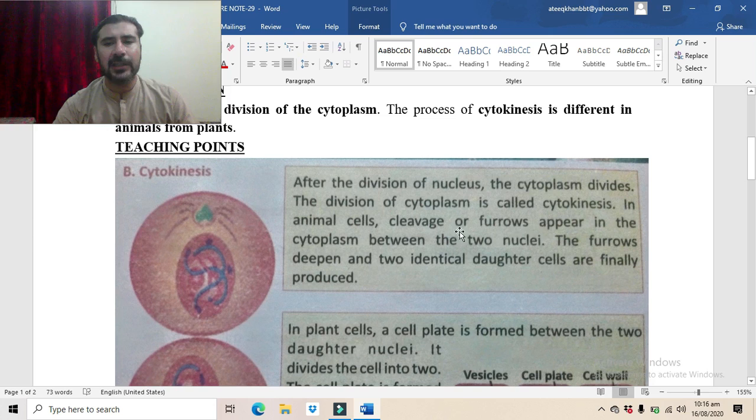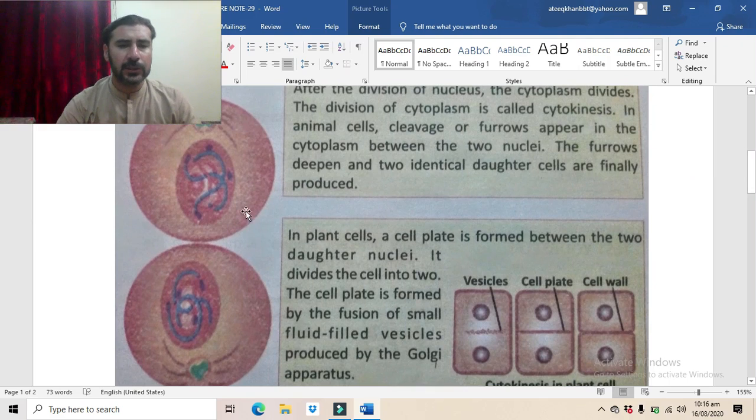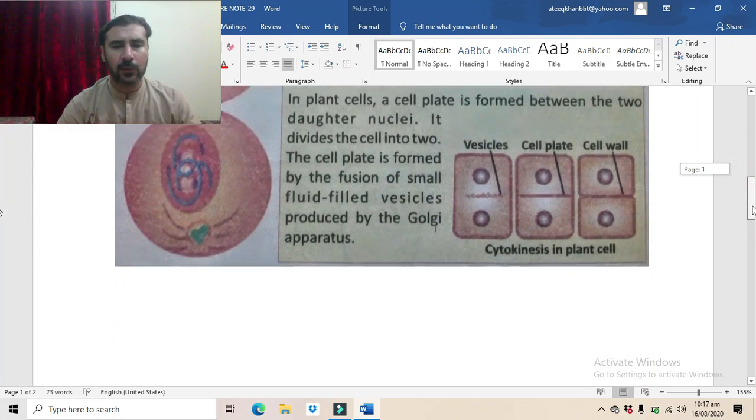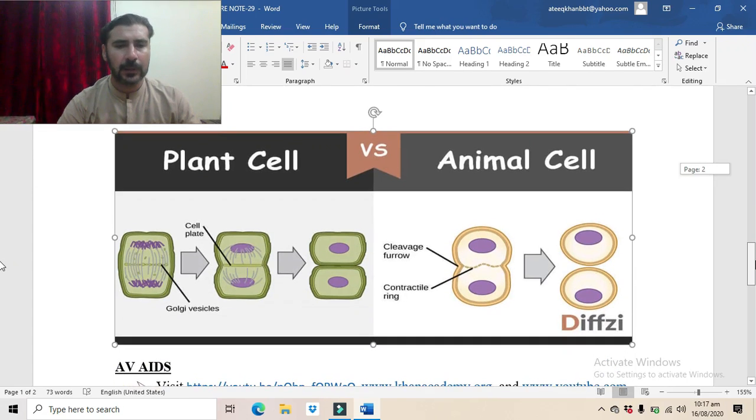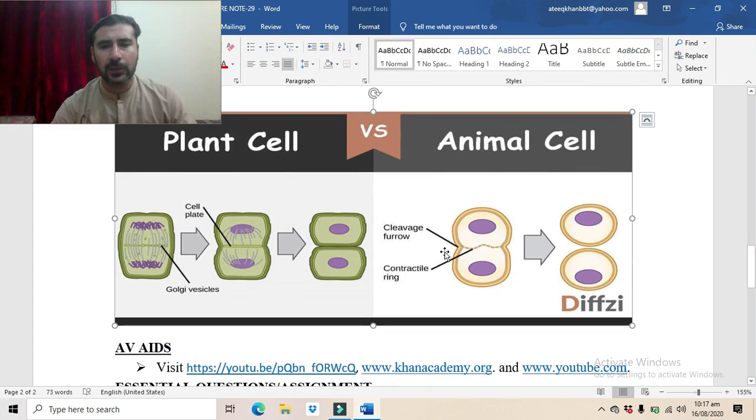In animal cells, a cleavage furrow appears in the cytoplasm between the two nuclei. This is one nucleus, this is another nucleus. In between these two nuclei, a furrow, a cleavage will appear. Now it is shown here in this diagram. This is an animal cell. These are the two nuclei which are already formed in karyokinesis.